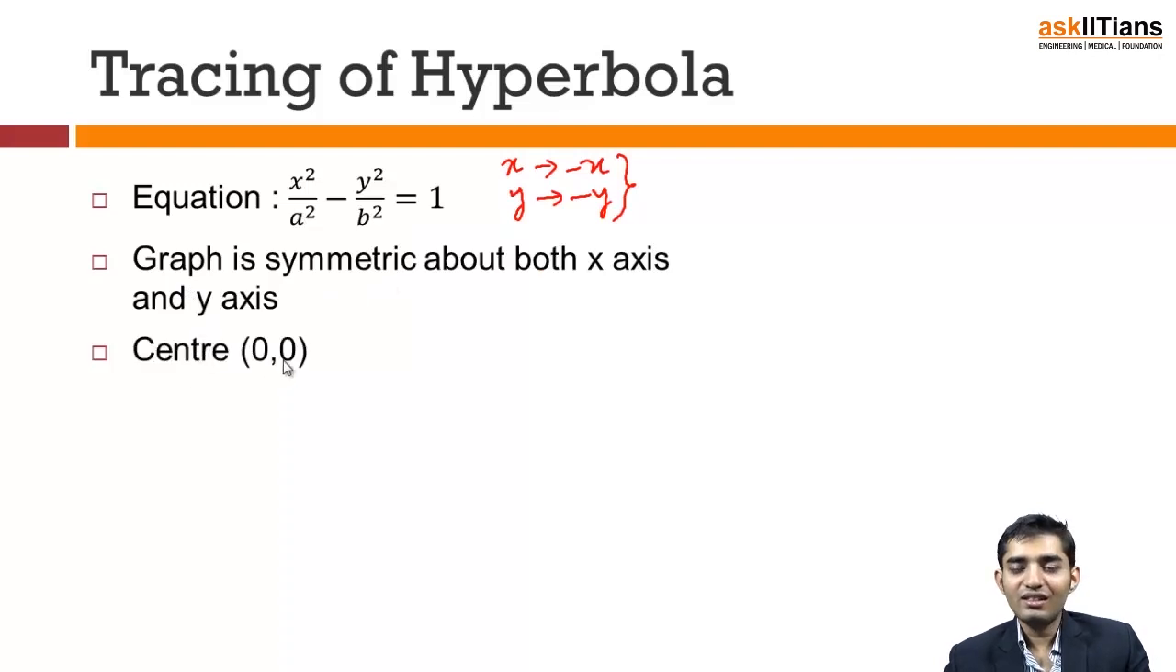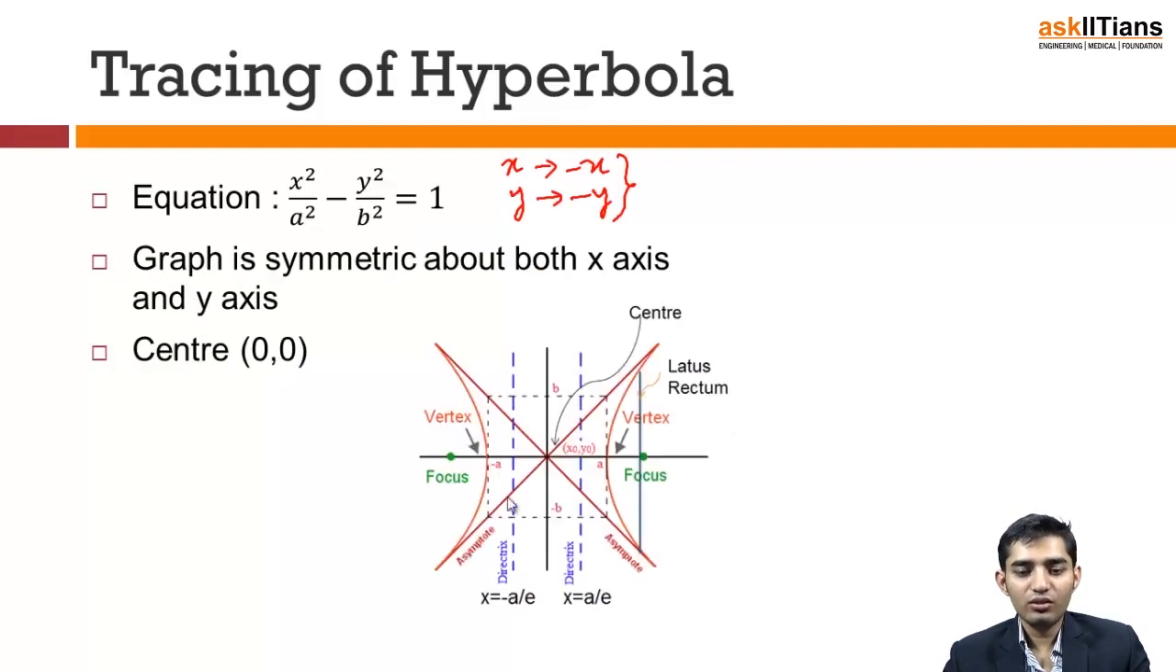If I take the center as (0, 0), the center is at the origin, so this will be the graph. This point is the center, and these are the two vertices A and A dash that we have already seen. So what will be the coordinates of the vertices? Vertices will be (plus A, 0) and (minus A, 0). And what will be the foci? This focus will be (AE, 0) and the second one will be (minus AE, 0).